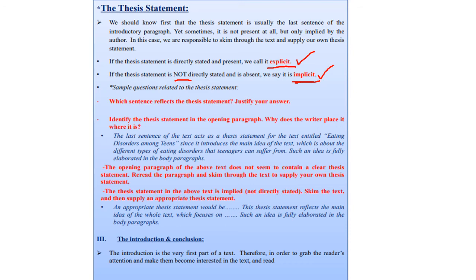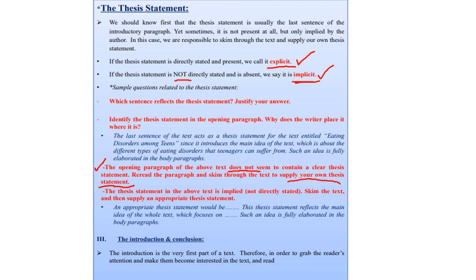Okay? Now, another way I might ask the question. The opening paragraph of the above text does not seem to contain a clear thesis statement. Reread the paragraph and skim through the text to supply your own thesis statement. This is not an easy question because here you have to read the whole text thoroughly in order to come up with the main idea. Okay?